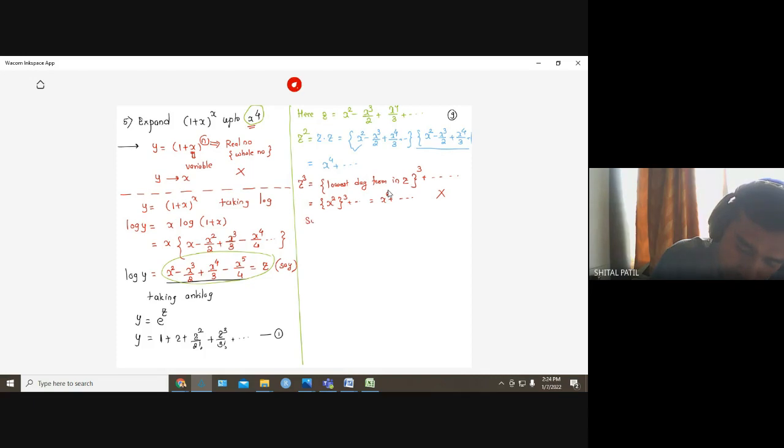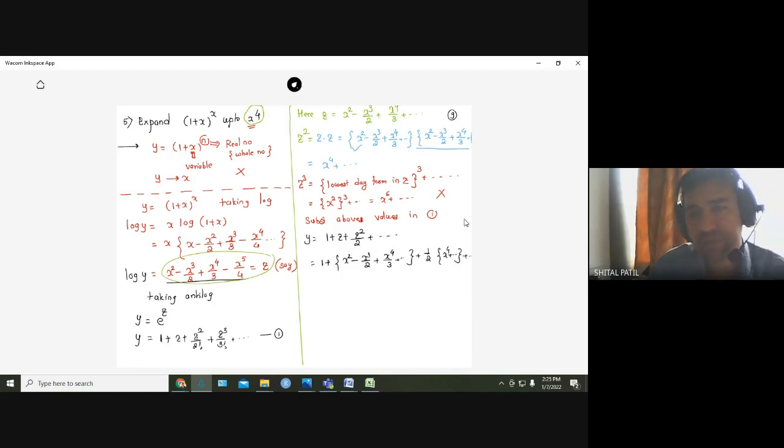So substituting above values in 1. So see what 1 is. So 1 is y equal to 1 plus z square divided by 2 factorial and so on. So 1 plus x square minus x cube by 2 plus x raised to 4 by 3 and so on plus 1 upon 2 single term x raised to 4 higher degree terms.